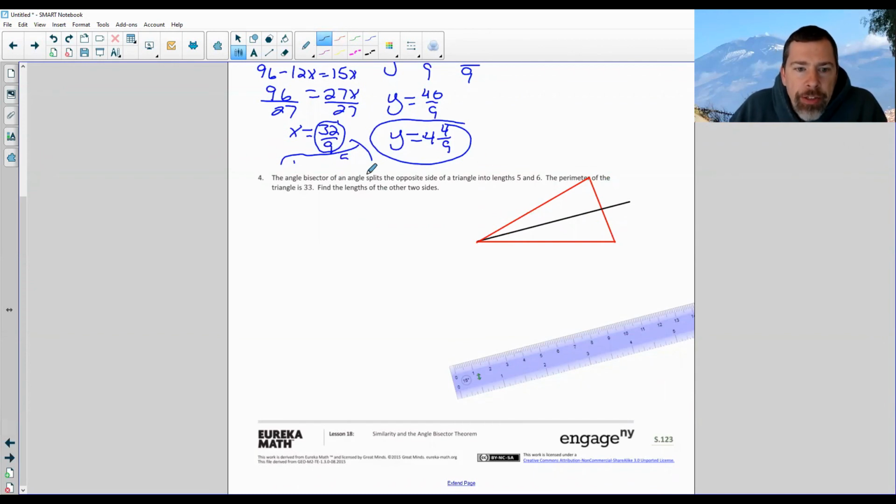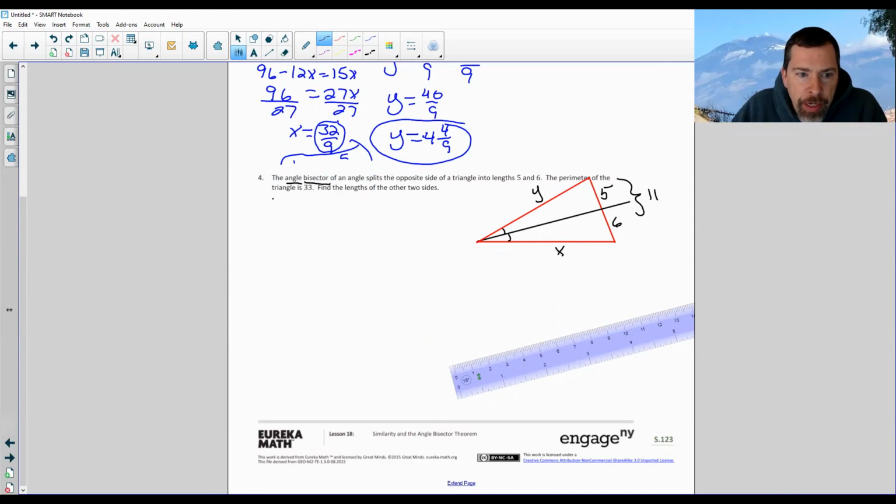An angle bisector of an angle splits the opposite side into lengths 5 and 6. So this one looks shorter, so I'll put 5 there and 6 over here. The perimeter of the triangle is 33. Find the lengths of the other two sides. So this whole side, obviously, is 11. Okay? So there's our diagram. We know that this angle is congruent to that angle because it's an angle bisector.